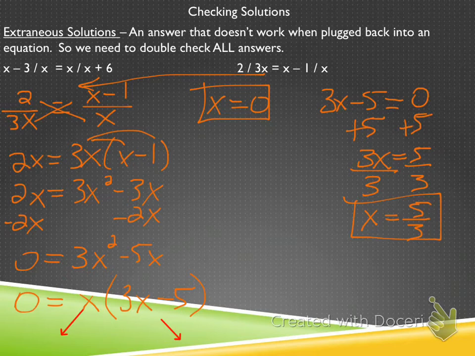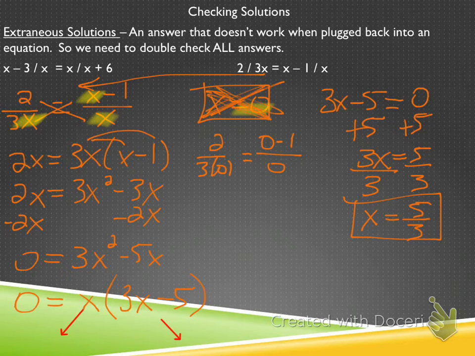So when I double check this, again, I'm going to plug in first. I'm going to plug in a 0 for all the x's that I see here. And so I go 2 over 3 times 0 equals 0 minus 1 divided by 0. In both of these I divide by 0. I can't do that, and so x equals 0 doesn't work. I have to either cross it out or write that 0 is an extraneous solution or something like that. Then I'll do the same thing over here with 5/3.